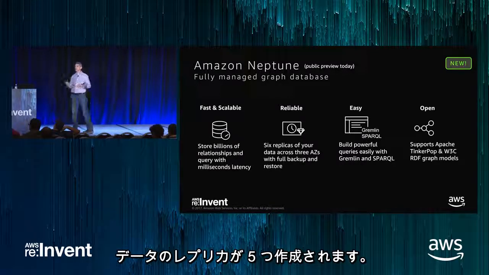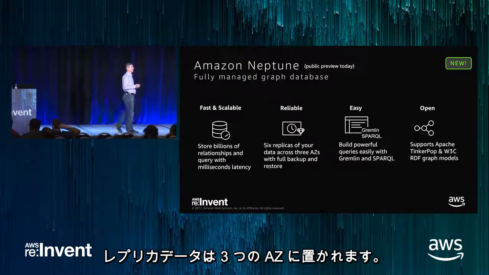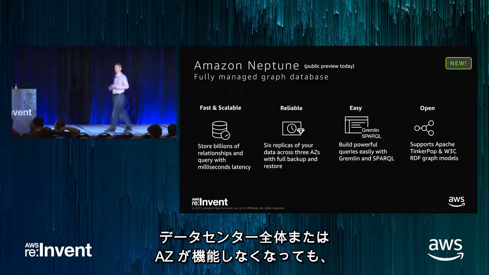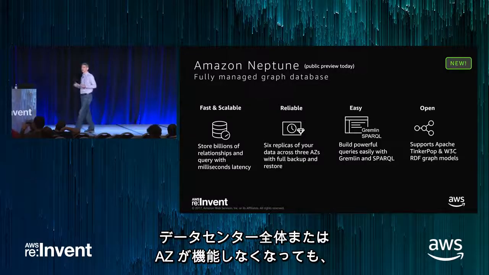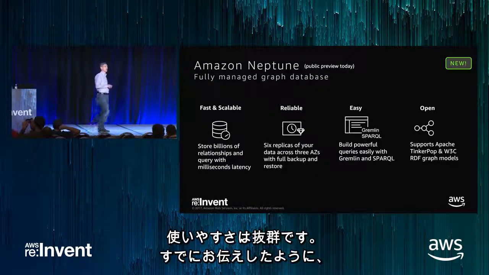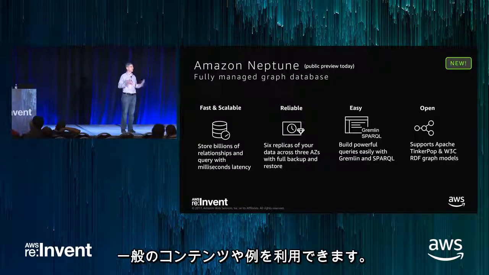We take 6 replicas of your data, so it's extremely durable and reliable. That replica data is in 3 AZs. And so if a full data center or AZ goes out, your graph data is durable and is still running. It's super easy to use. We've intentionally embraced, as I said, open APIs, which means you can find a lot of content out there.